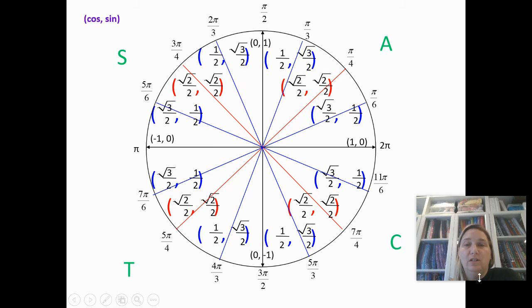Okay, that's where the all students take calculus come in. So everything is positive in this quadrant. We know in the second quadrant, only sine is positive. So the x coordinate, which represents the cosine, is going to get negatives on it.